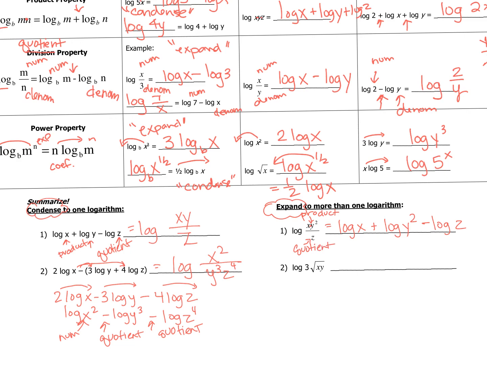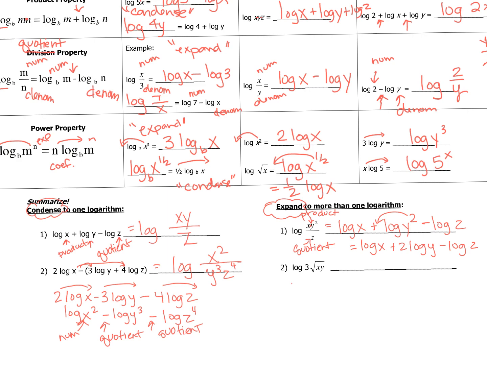Now, I'm not really done with this answer. I do have one exponent that I can drop down in front with the power rule, because remember, I'm expanding. I want to write this as long as possible. I want to expand it as much as I can. That means I will drop any exponents down in front, and that would be my final answer.